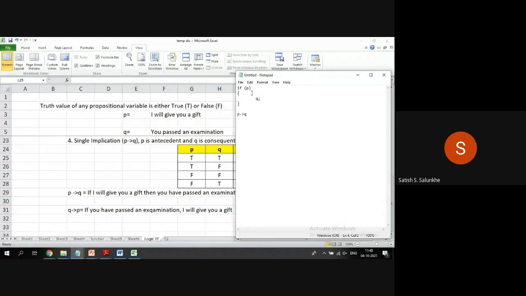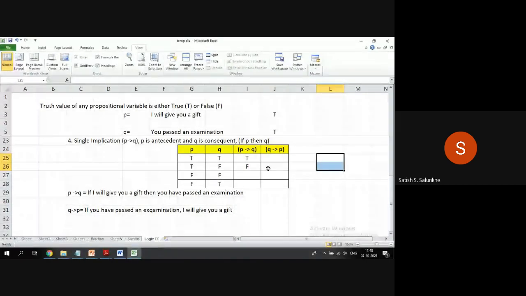What is the interpretation of this? When P is true, Q has to be executed. This is in layman's terms, some analogy example I am giving. If P is true, you cannot say now, I will not execute Q. You are bound to execute that Q because P is true.